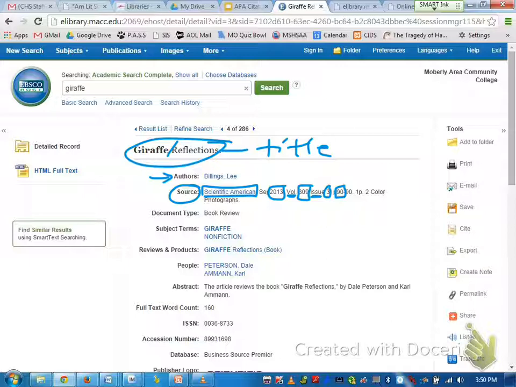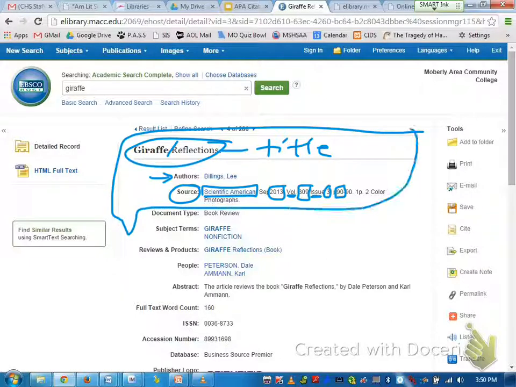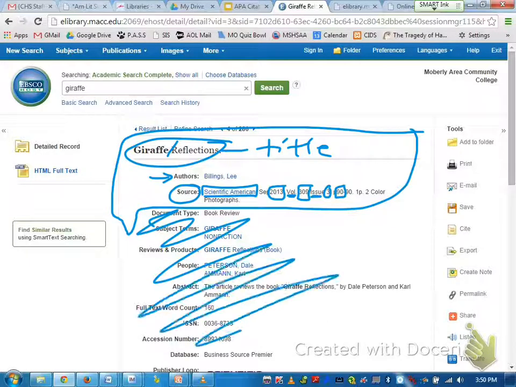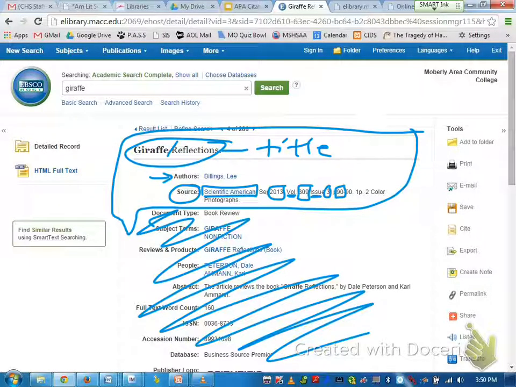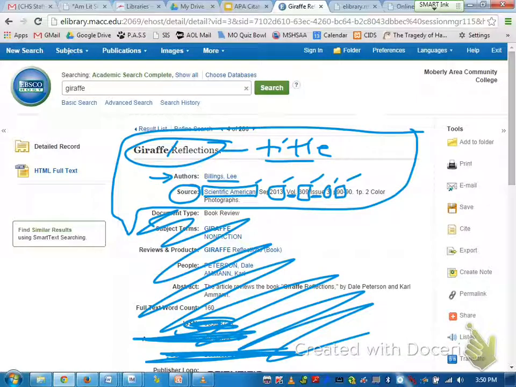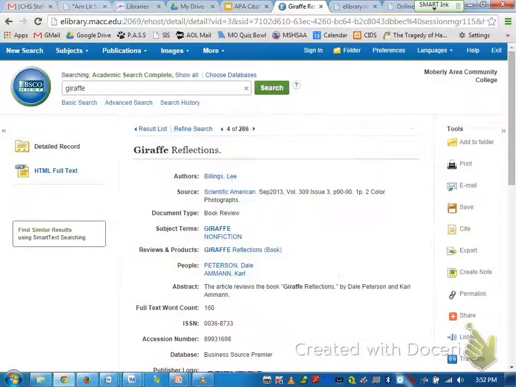Everything you need to APA cite a periodical in EBSCOhost is right in this area. None of this is important. You need your title, you need your author, you need your periodical, the date, the volume, the issue, and the page number. Everything else is fine. You don't need ISSNs or accession numbers. You don't need to know what specific database it came from.